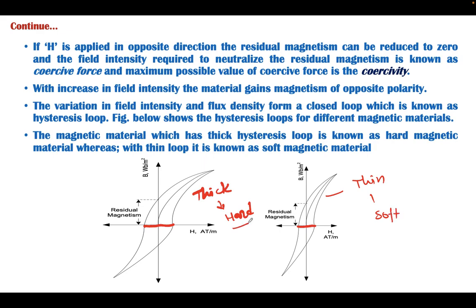Hard and soft here mean that a magnet which has a thick hysteresis loop, once it is made a magnet, stores more magnetism even after removing the cause. Whereas in this case, it can easily be made a magnet and the magnetism can easily be removed, and hence this is best suitable for an electromagnet. Whereas this is best suitable for a permanent magnet.